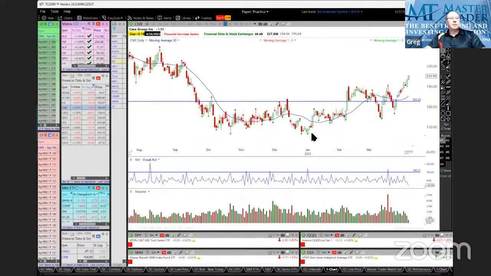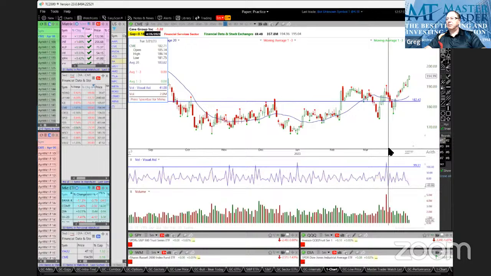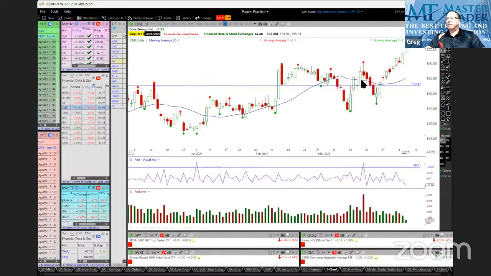There, it looks like a breakout failure here. Yeah, well, here it did. It moved to a new high and it failed. And it happened on a huge amount of volume. So that's very good information.